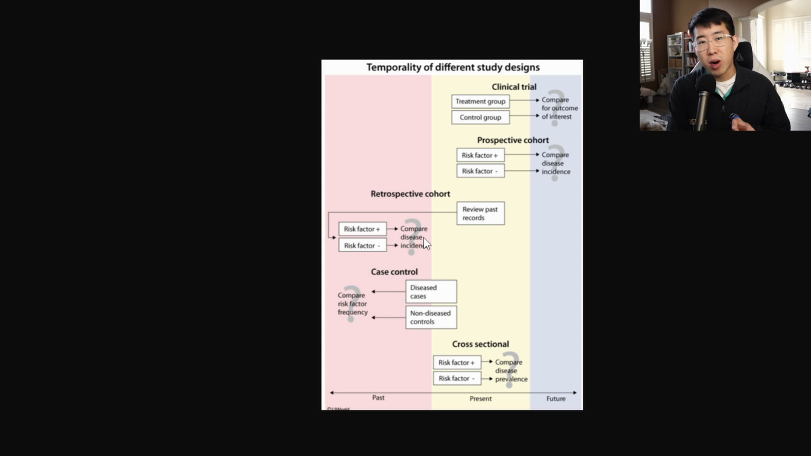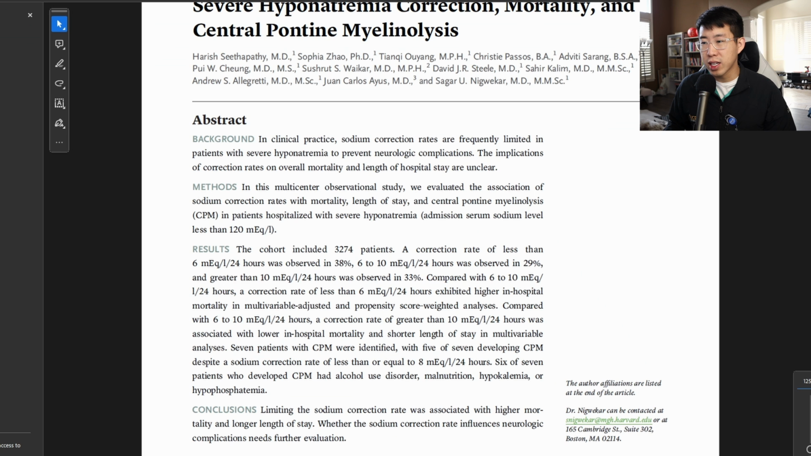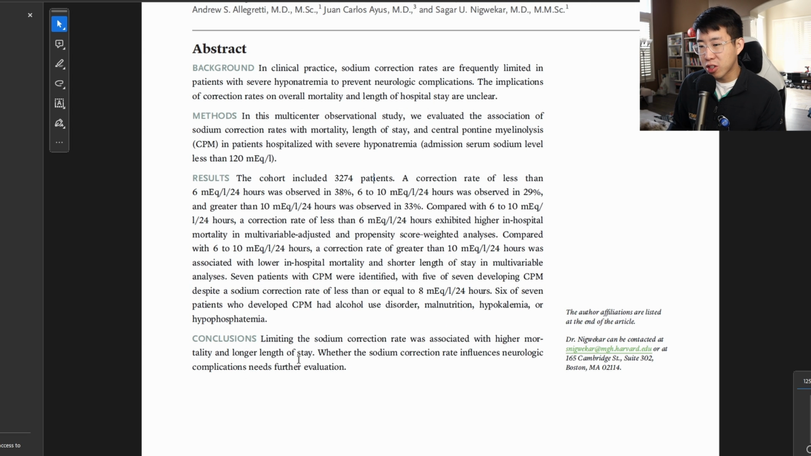And in this case, the primary outcomes they were looking at were mortality, length of stay, and central pontine myelinolysis. So it's always important to define what your primary outcome is that you're measuring. So anyways, the conclusion from this paper was limiting the sodium correction rate was associated with higher mortality and longer length of stay. Whether the sodium correction rate influences neurologic complications needs further evaluation.